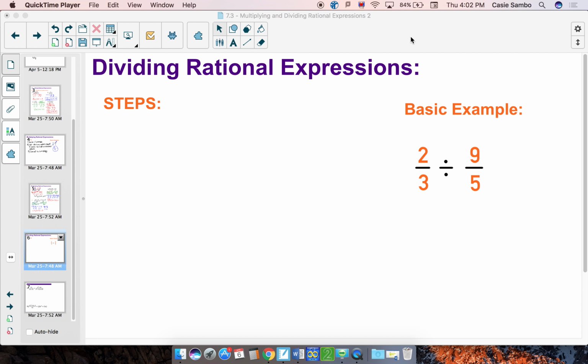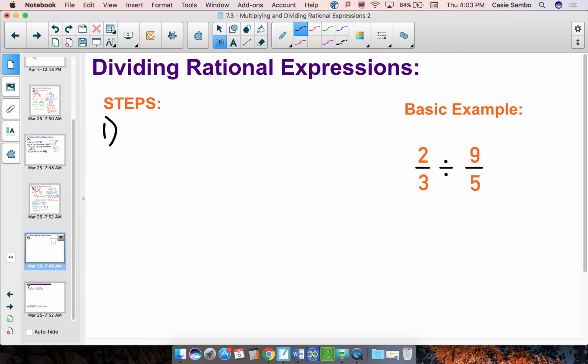Our steps are very similar to the last 2 pages. However, our second step on this one is going to differ slightly, and we'll talk about that. Our first step is to factor. So we start by factoring. Our second step is where we differ. Let me explain why before I explain how we differ.